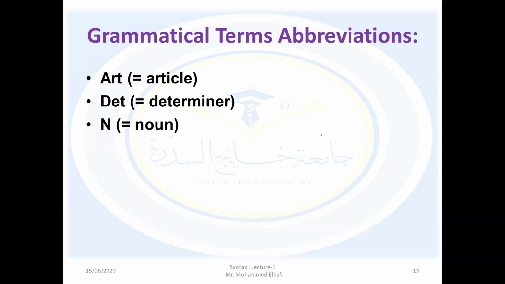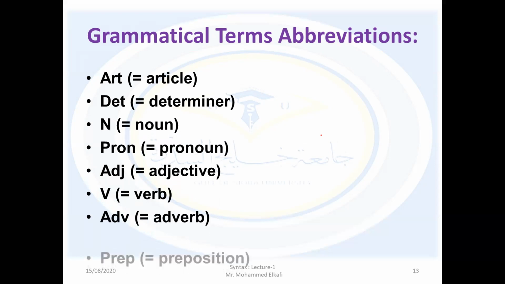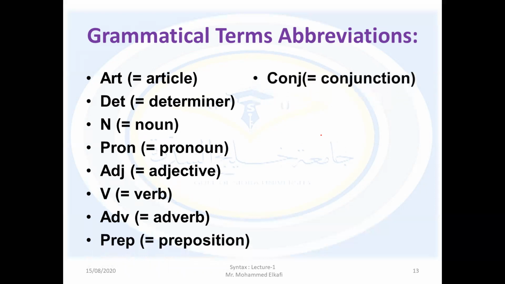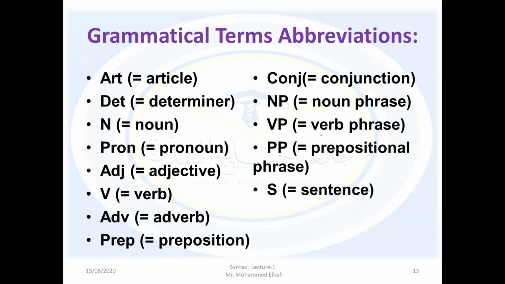Then we find some other labels, some other abbreviations: N for noun, PRON for pronoun, ADJ for adjective, the label V for verb, ADV for adverb, PREP for preposition, CONJ for conjunction, NP for noun phrase, VP for verb phrase, and PP for prepositional phrase, and the last label is S for what? For the sentence. Okay.